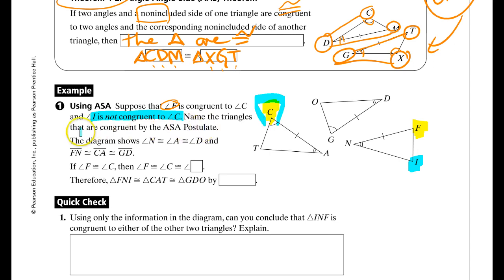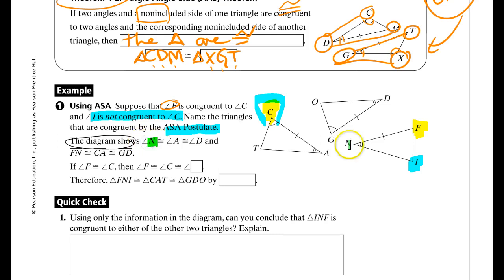Now, name the triangles that are congruent using angle, side, angle. Whoa, that's really weird sounding. What does that mean? Well, we have a lot of information here. These diagrams show you some extra given information. Let's color code them, shall we?